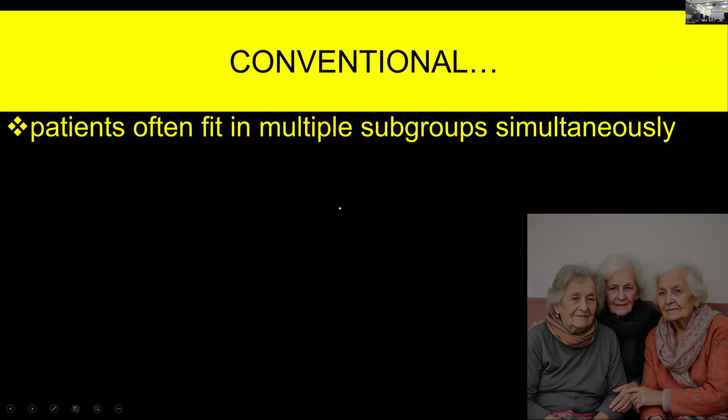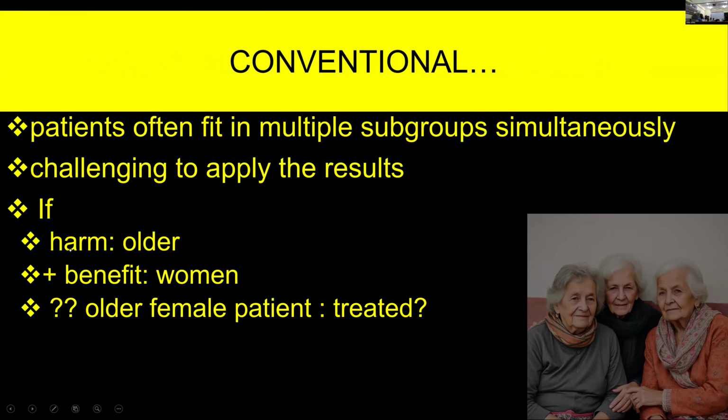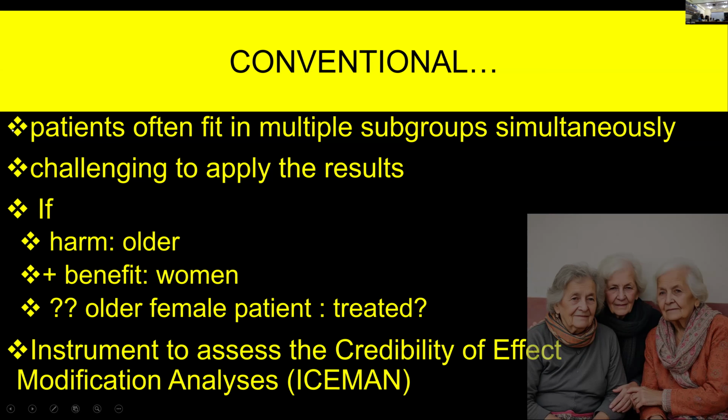So what happens if people fit multiple subgroups simultaneously? So remember that there's benefit for women, harm for older. I told you, above 70 was harmful. Women seem to do better. Now what happens if an older woman is there? She's old, so she'll do badly. She's a woman, so she'll do better. So are you going to treat or not treat based on this subgroup analysis?